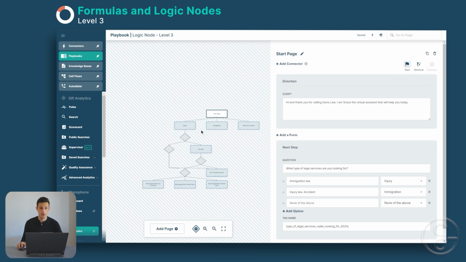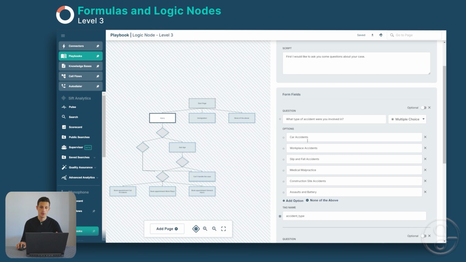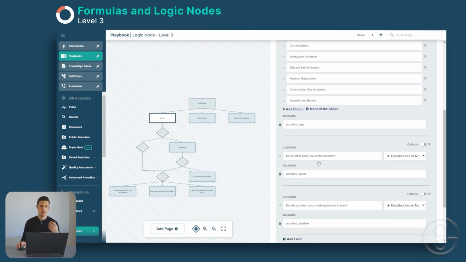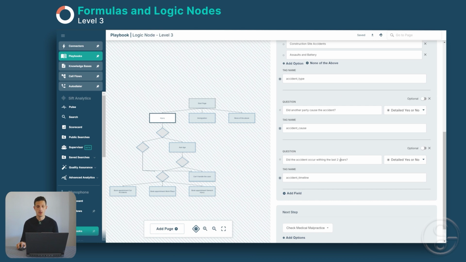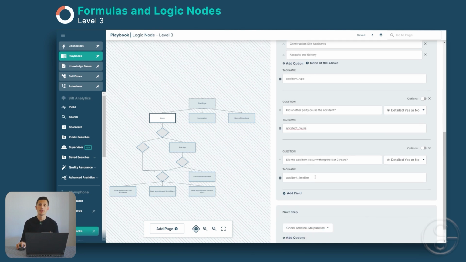And we have just built out the injury law path here. So we'll go into injury law. And then we have a question: what type of accident were you in? Did the other party cause the accident? And did the accident occur within the last 2 years? These answers we're saving in these tags: accident type, accident cause, accident timeline.